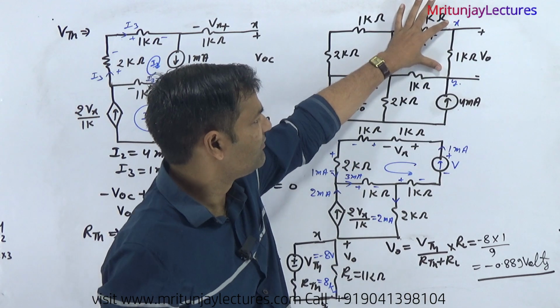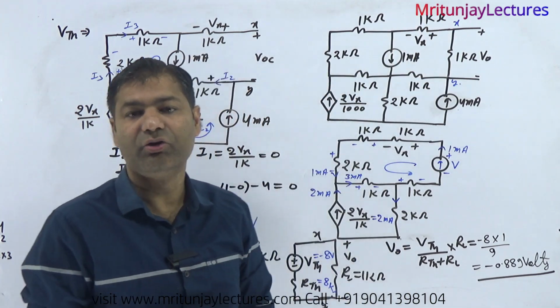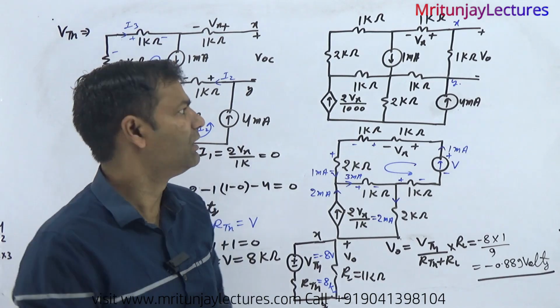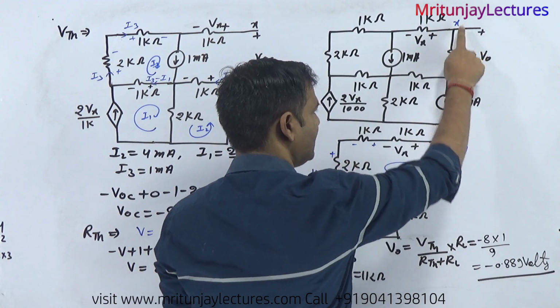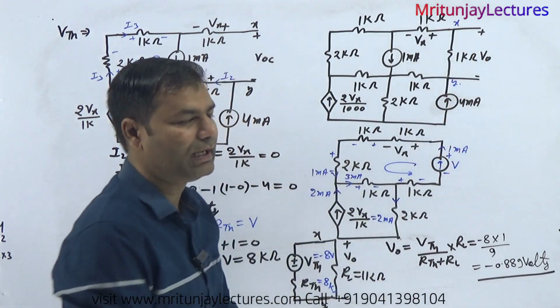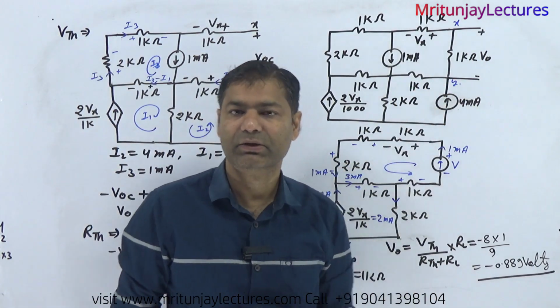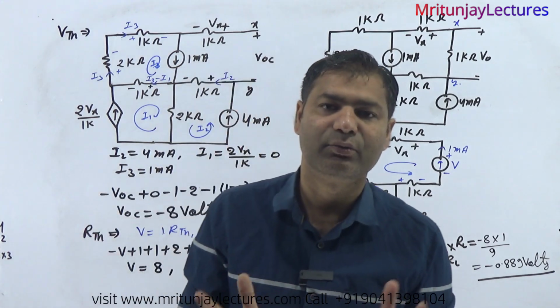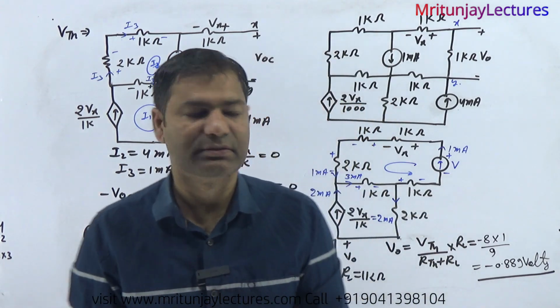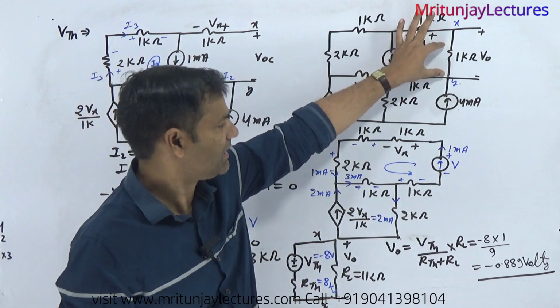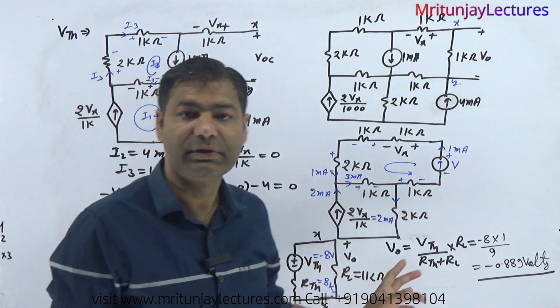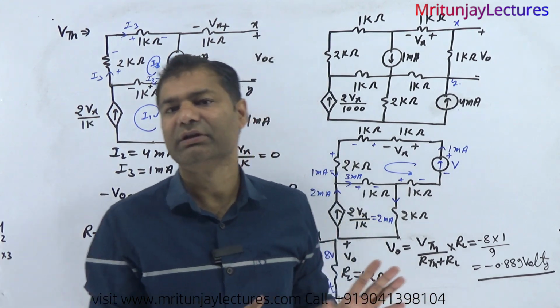Now our motto is to determine V naught with the help of Thevenin's equivalent. So how can we determine V naught? First of all, consider here the X and Y terminals, and this one is the load resistance. First, the circuit is converted into Thevenin's equivalent, meaning VTH and RTH. After that, this RL is connected here and we apply the voltage divider rule, and we get the answer.